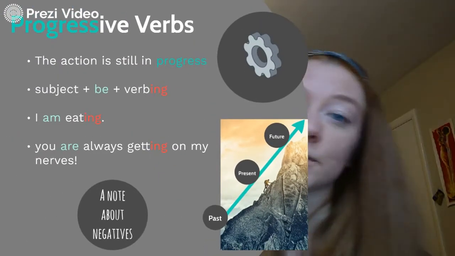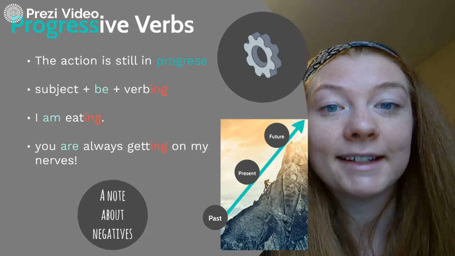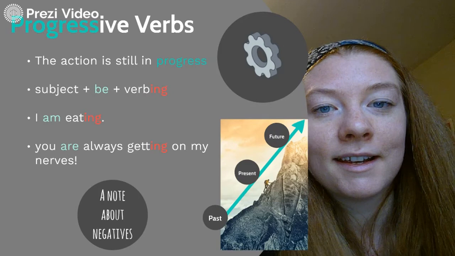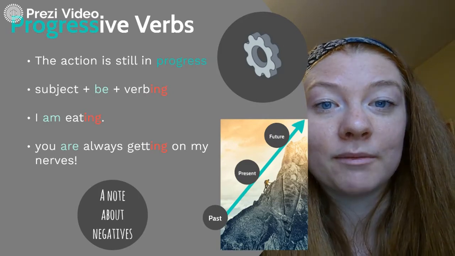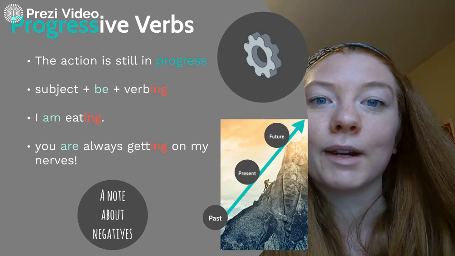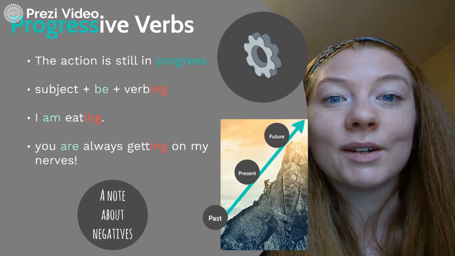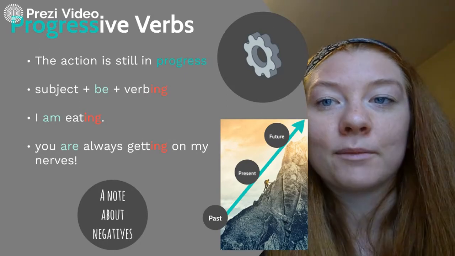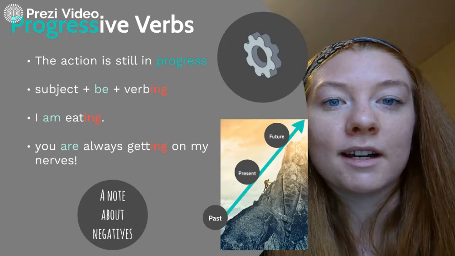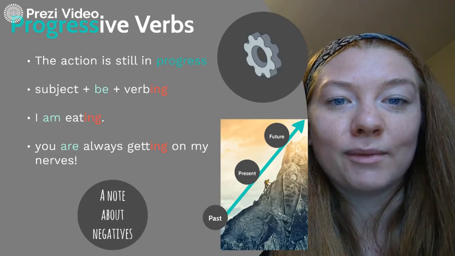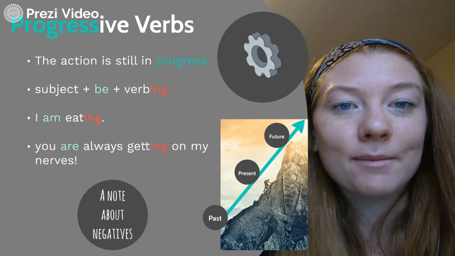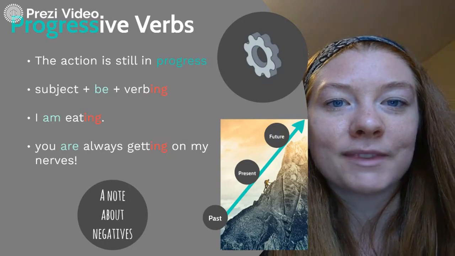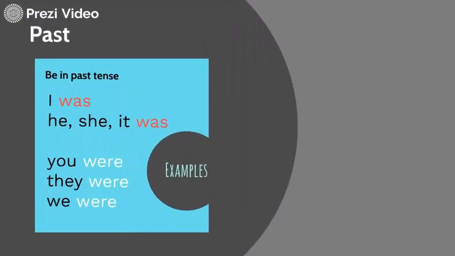So that's the present tense. Remember, if it's like climbing a mountain, the present tense is where we are. The past tense is like the bottom of the mountain, where we've been, and the future tense is like where we want to go. So with the past tense, we're going to start talking about what happened, and with the past progressive, we're going to talk about what we were doing. So what was that moment like? What were we doing in that past moment? Let's take a look at how to do that.